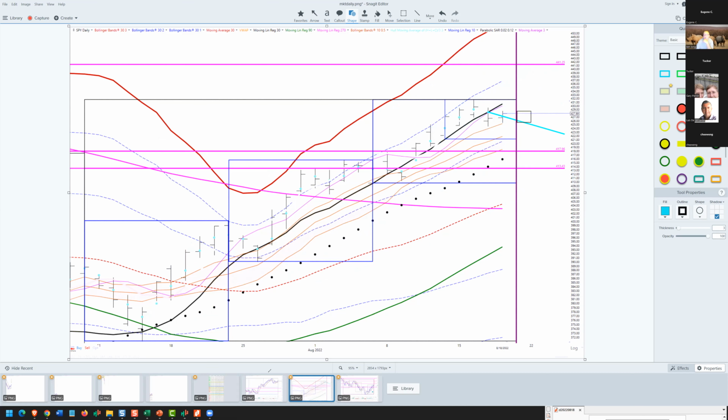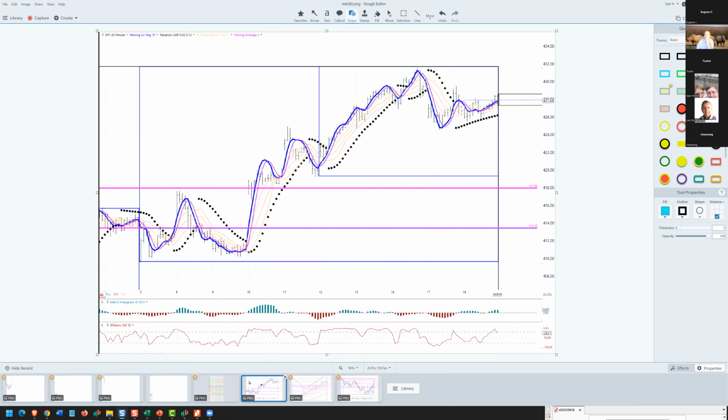If we zoom in and take a look at the 30-minute chart, now what we're looking at on this one is, with the 30-minute chart, here's our 5-day look. Here's the 10-day look. So there's your 5-day range. Here's your 10-day low.